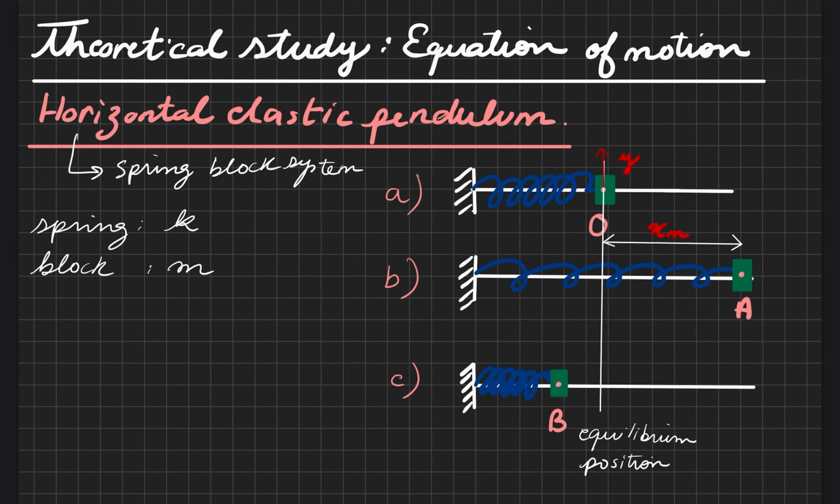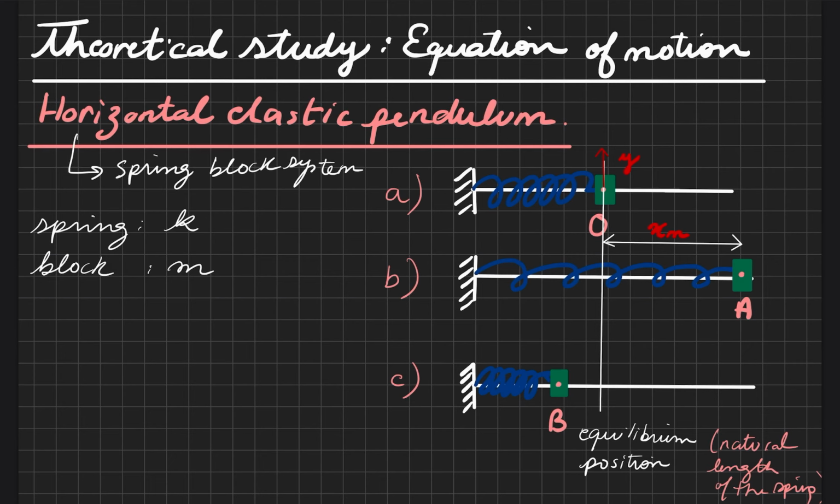And at first, the spring and the block are at the equilibrium position. This one here is the equilibrium position. It is when the spring is at its natural length, the natural length of the spring. Okay?